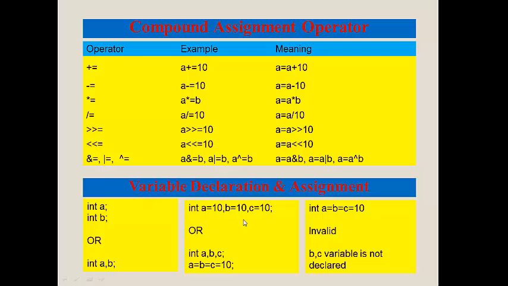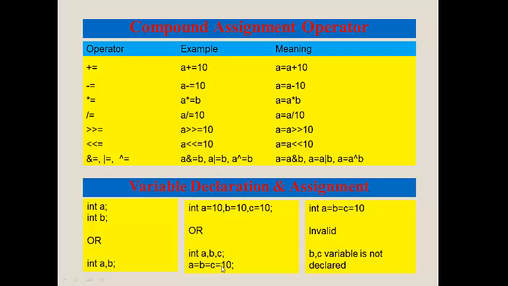Now, variable declaration and assignments. int a; int b; we can declare them separately. So a is an integer, b is an integer, but each is a separate statement. To declare a is one statement, to declare b is a separate statement. We can also write a single statement, that is int a, b. So this is a comma operator. int a = 10, b = 10, c = 10 is also valid. We can write this statement like int a, b, c.